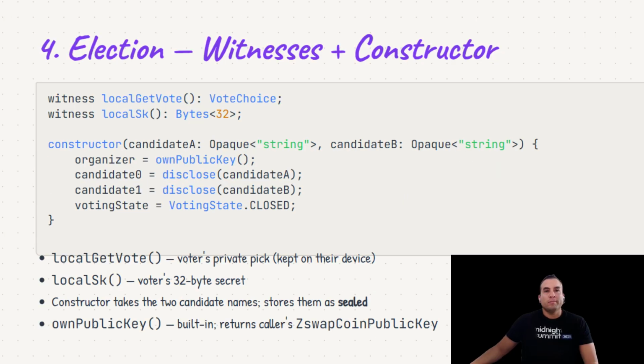2 witnesses. Local get vote returns the voter's pick, which lives only in their local app, never on chain. Local SK returns their 32-byte secret key. The constructor takes the two candidate names as arguments. It writes the deployer's public key into organizer, writes the two candidates' names into their sealed cells, using disclose because those cells are public. Sets the state to closed, so registration can begin. Done. After the constructor finishes, those 3 sealed cells are permanently frozen.